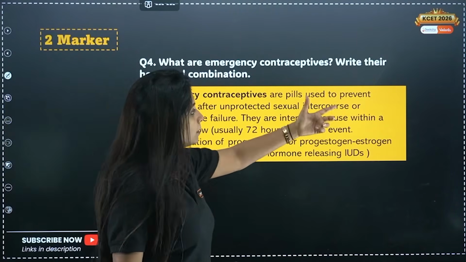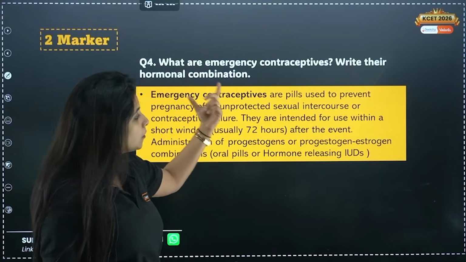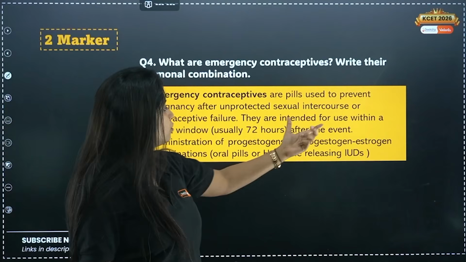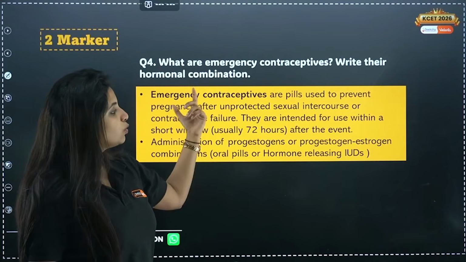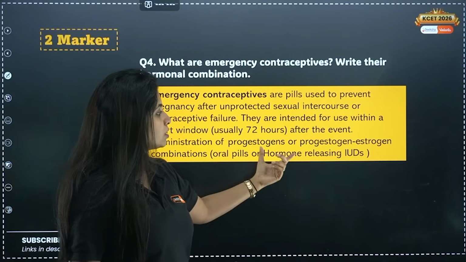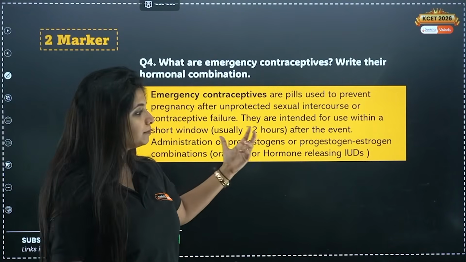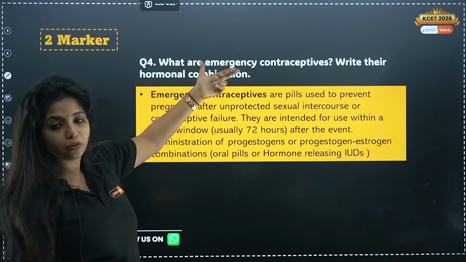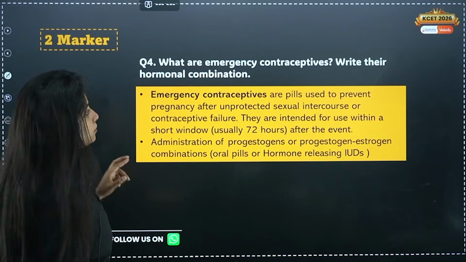Emergency contraceptives are pills used to prevent pregnancy after unprotected sexual intercourse or contraceptive failure. They are intended for use within a short window, usually 20 to 72 hours after the event. Administration of progestogens or a progestogen-estrogen combination can be done here. Okay, if they are asking you about the hormonal combination, you have to mention that as well.